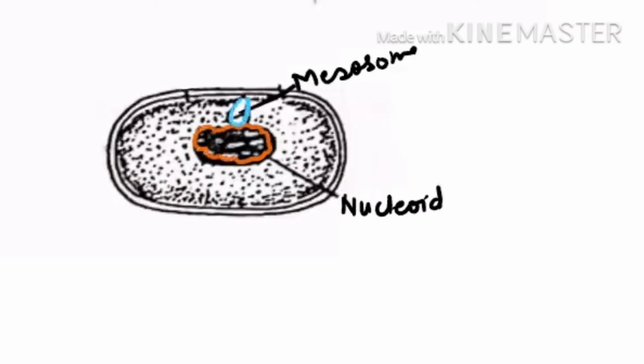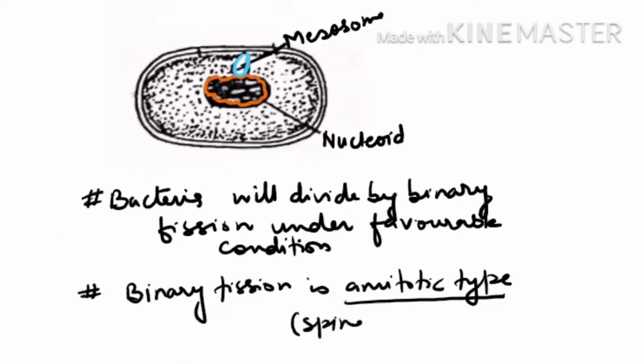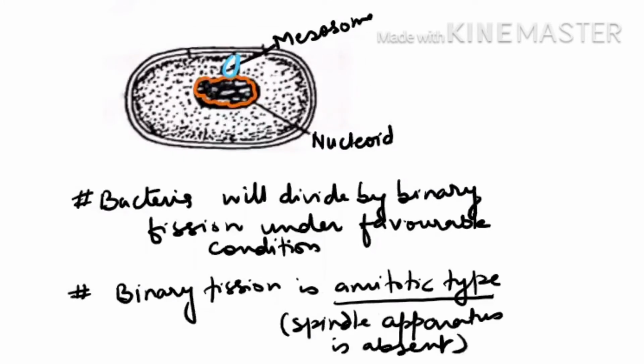So bacteria will go for binary fission under favorable conditions. Now see, binary fission is amitotic type. Amitotic means it is not making use of any spindle apparatus. So is it clear? It is amitotic type. Amitotic means your spindle fibers are not used.